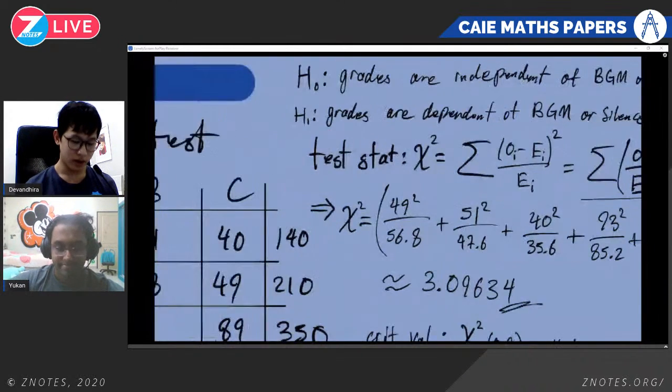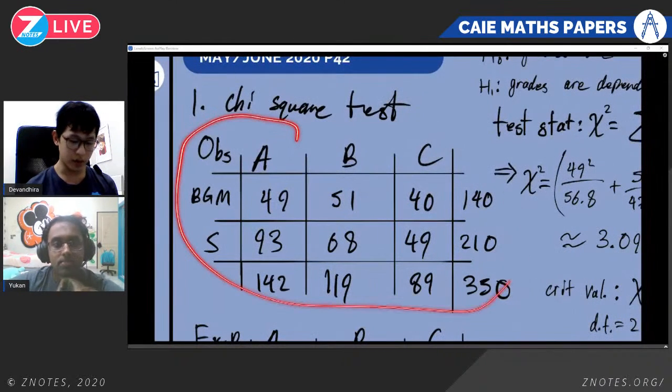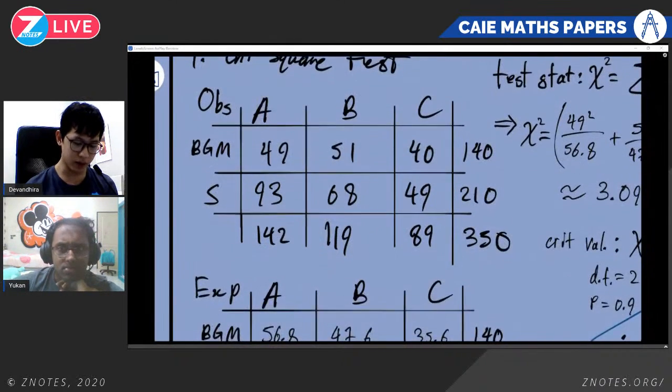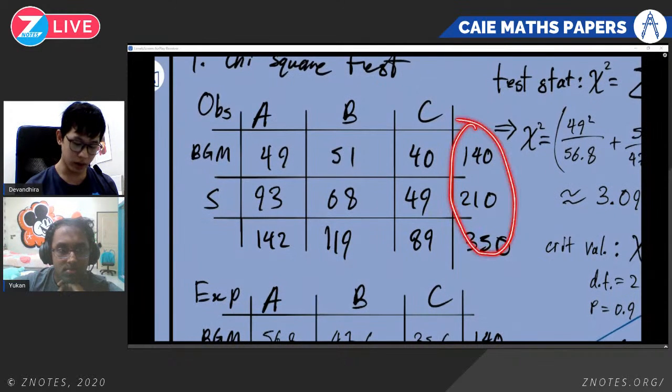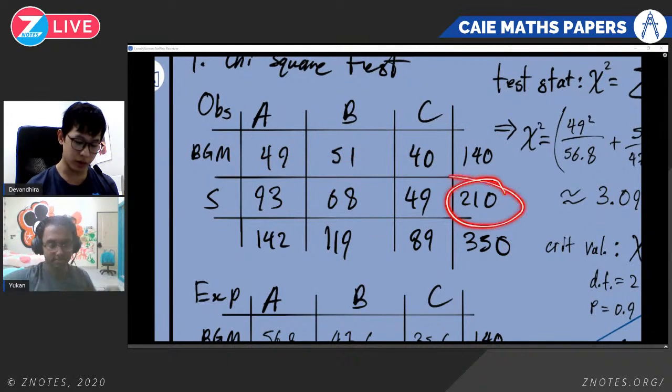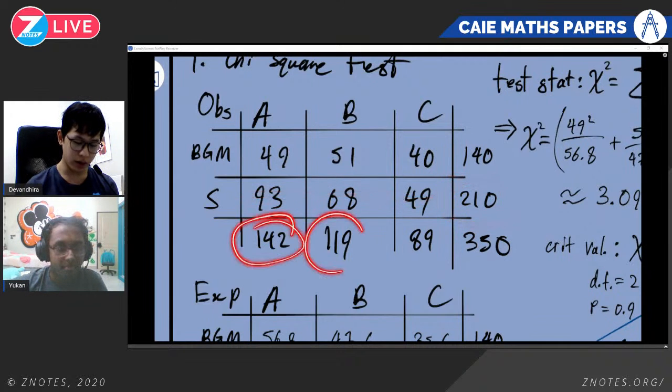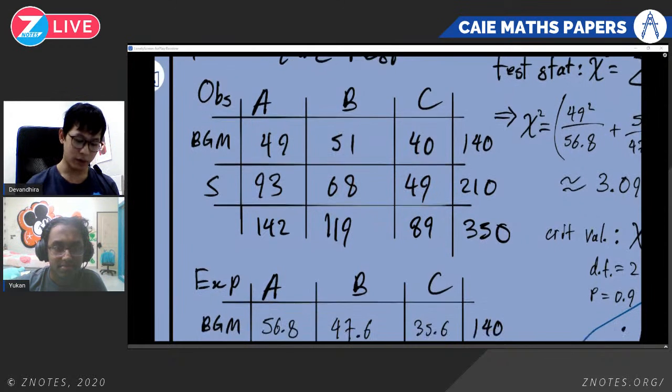Before we start, I wrote down the same table as before, except that I added a few things. I added the totals here and down in the bottom row. The 140 is just the total when you sum them up, same thing for 210. The numbers down here are the totals for each column. Agree? Mm-hmm. And 350 is the total number of students, so 140 plus 210 is 350. So this table shows us the observed data.